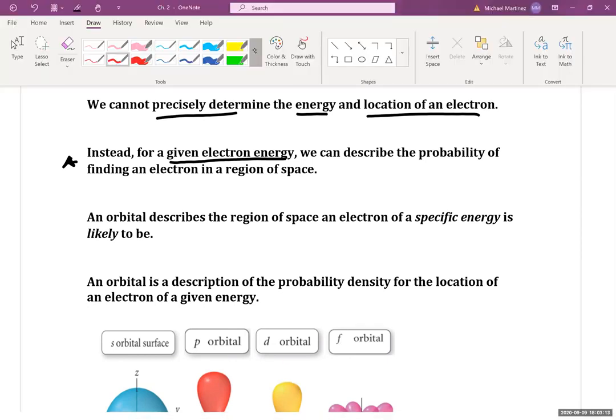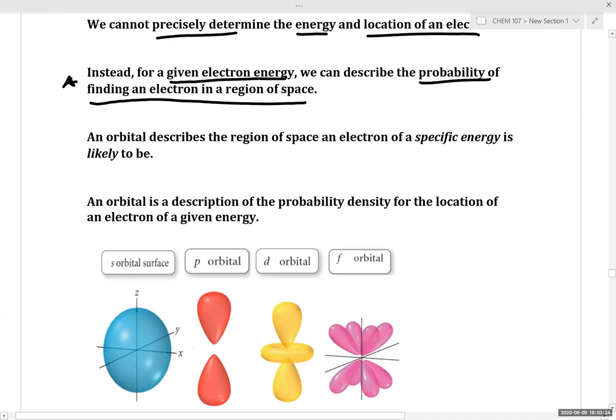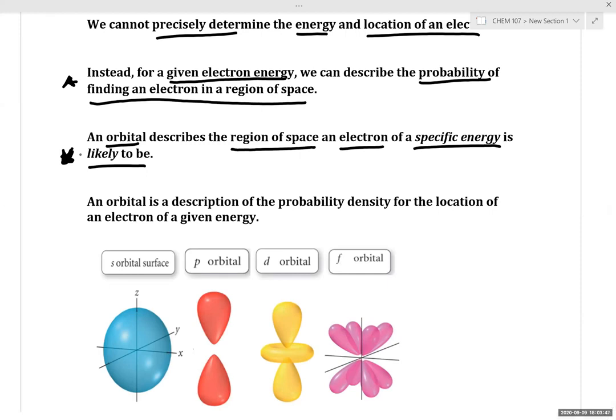we're going to describe the probability that you'll find an electron in that region of space. And we model this idea using what are known as orbitals. An orbital describes the region of space that an electron of a specific energy is likely to be. So these pictures that we're going to draw tell us that for a specific electron energy, this is where the electron is likely to be.